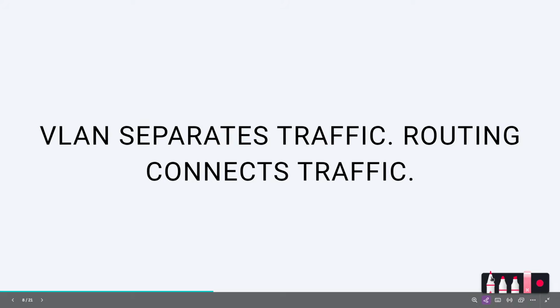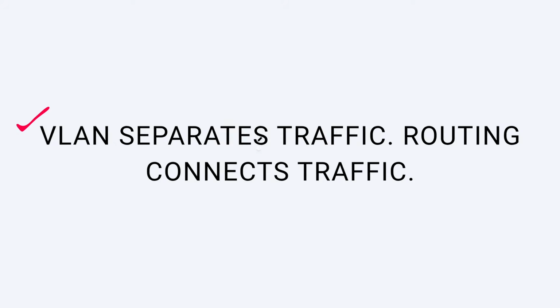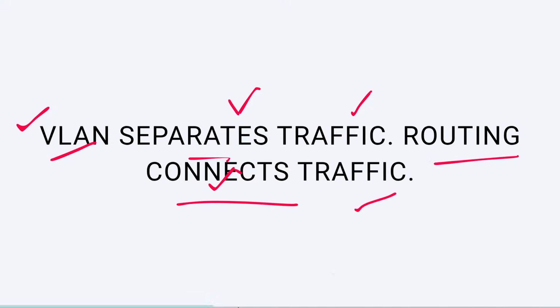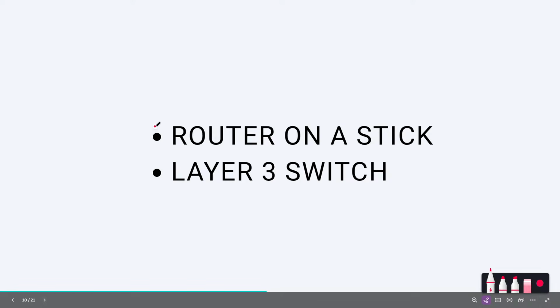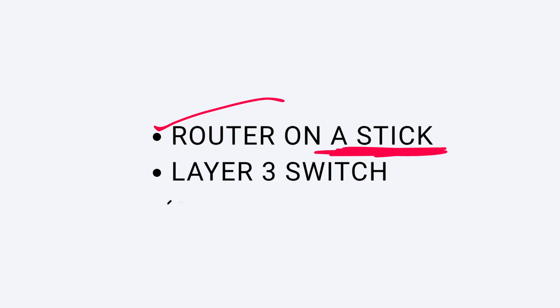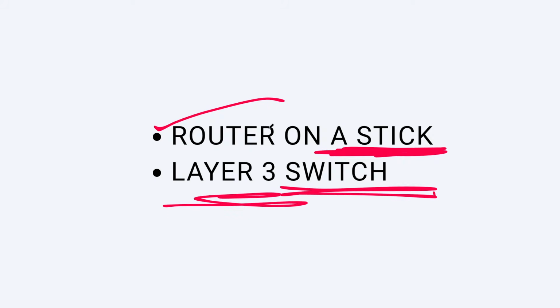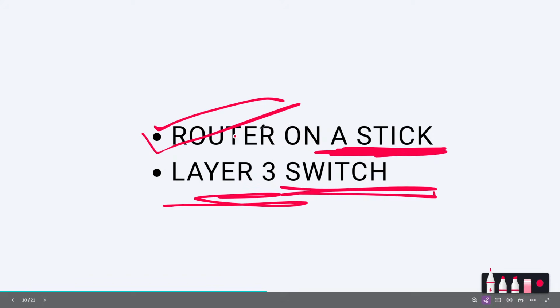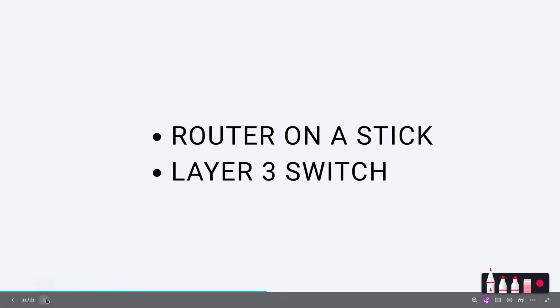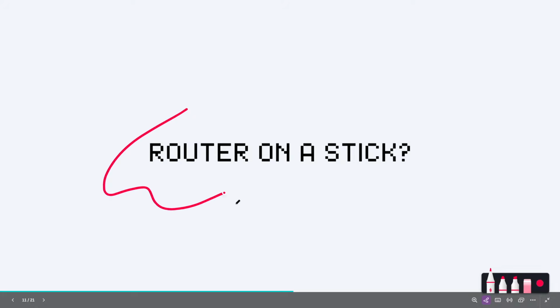If you guys are still not aware what VLAN routing is, this is a simple definition: the VLAN separates the traffic and the routing connects the traffic. It separates, it connects. As simple as that. Now, how do VLANs communicate? Router on a stick, layer 3 switch. This is how we can use these things to communicate between the VLANs. We have added the router, we have added the switch. Done.